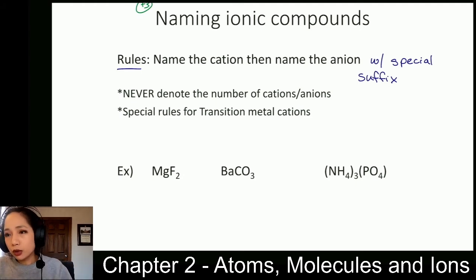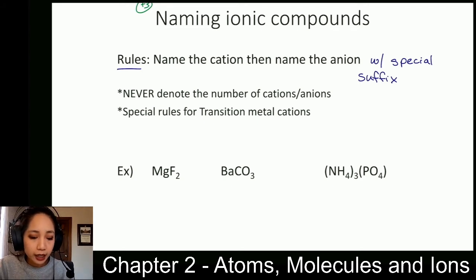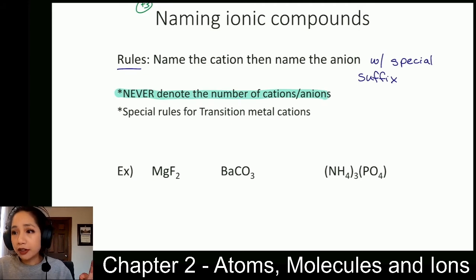The main rule for naming ionic compounds is to first name the cation, then name the anion. With the anion, you need to use a special suffix. And the important thing to note here for ionic compounds only is you never denote the number of cations or anions in the substance, because for most of the cations and anions, we can predict the charges from it. Those charges determine the subscripts and the number of anions and cations that produce a neutral substance. So there's no need to denote in the name how many cations or anions there are.